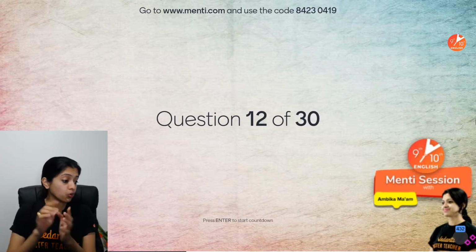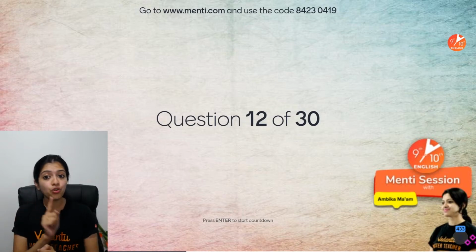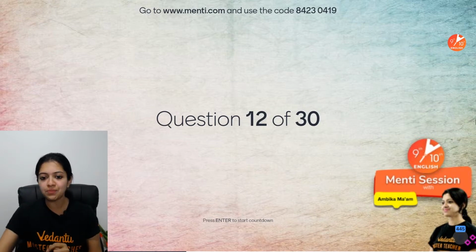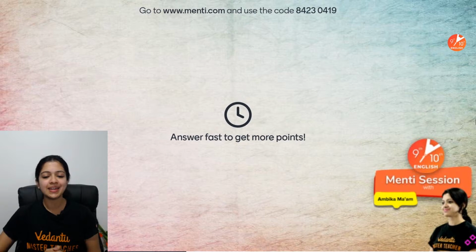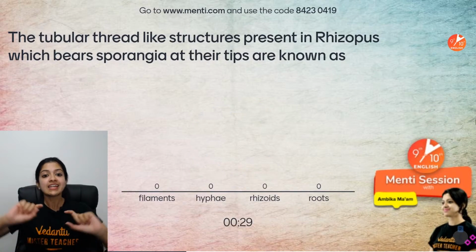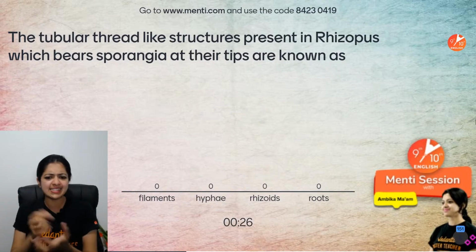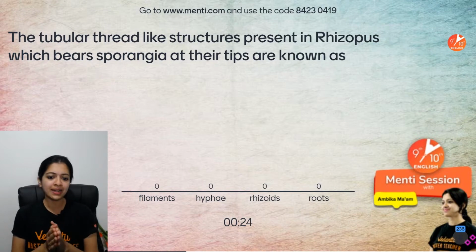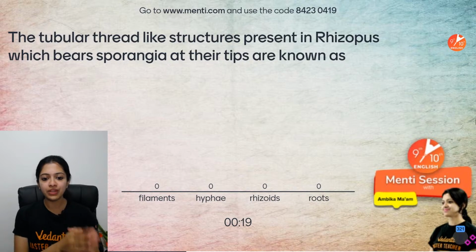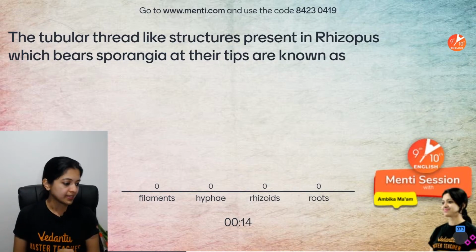Yes. So, children, go to menti.com. The code is 84230419. That's the code for Menti. And join me right here. Give me the answer on Menti, and not just in the chat box. The tubular thread-like structures present in Rhizopus, which bear sporangia at their tips, slightly seeming complex, I know, but I'm sure you all know the answer. Okay, filaments, hyphae, rhizoids, and roots. What would the answer be among these four?